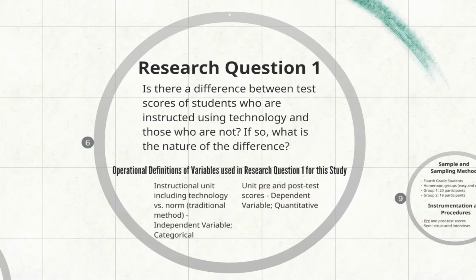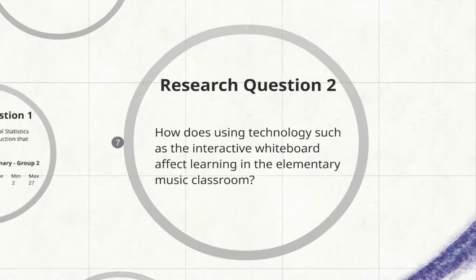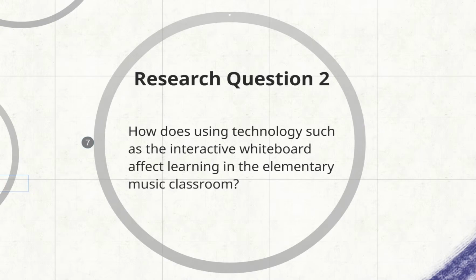My independent variable is the instructional unit including technology versus the traditional method, and my dependent variable is the unit pre- and post-test scores. I also established this research question: how does using technology such as the interactive whiteboard affect learning in the elementary music classroom?